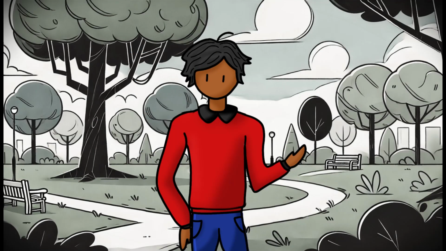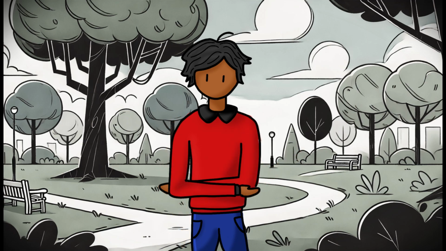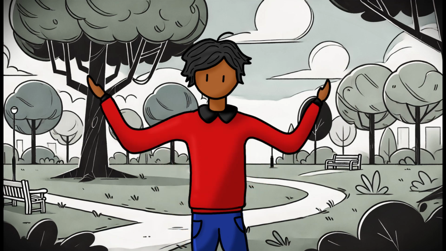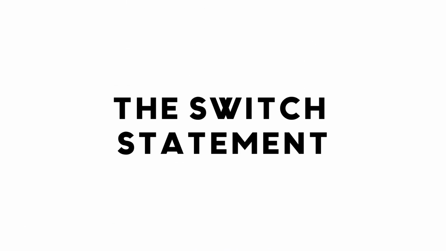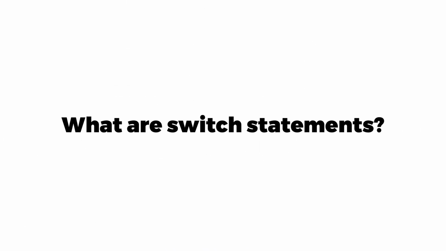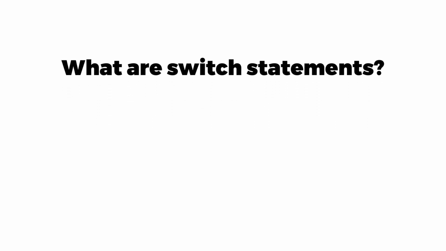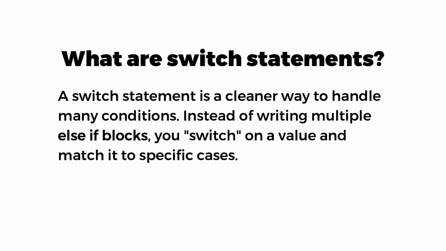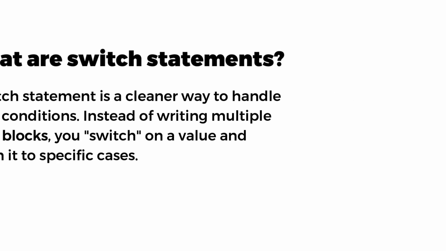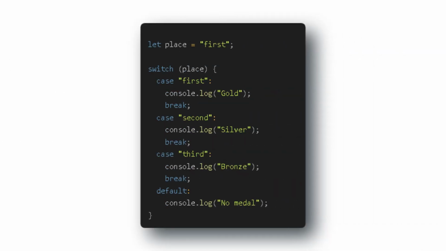This works perfectly, but imagine you had 10 or more conditions. It would get messy. Luckily, there's a better option, the switch statement. A switch statement is a cleaner way to handle many conditions. Instead of writing multiple else if blocks, you switch on a value and match it to specific cases. Let's use the same example of medal standings, but instead use the switch statement.